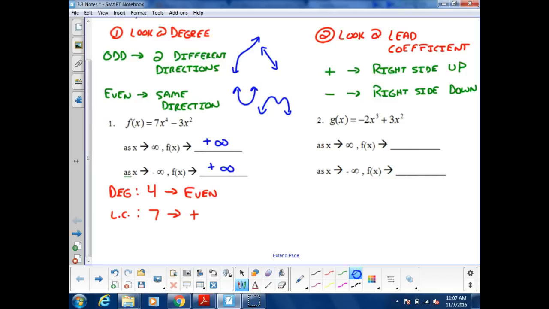Okay? Number 2, degree. The degree is 5, so that is odd. So that tells me what? Going in opposite directions. Okay? Lead coefficient. That's negative, right? So that tells me that the right side is going down. So as x is going to positive infinity, the right side of my graph is going to negative infinity. Which means that the other way, as x is going to negative infinity, because they have to go in different directions, my function is going to positive infinity.